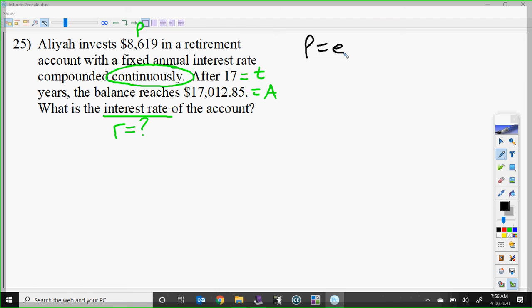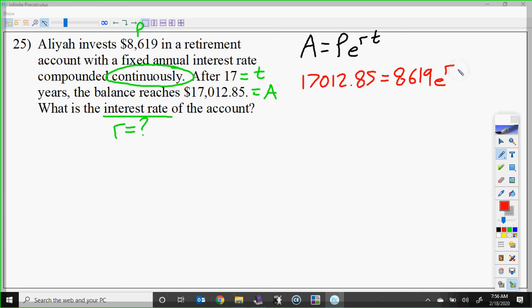Nope, I'm messing that up, sorry. A equals P-E-R-T. There we go. Let's plug in what I know. Our A is 17012.85. Our P is 8619. Our R is, we don't know, times our T is 17. Well, again, if I know A and P, divide both sides by P.